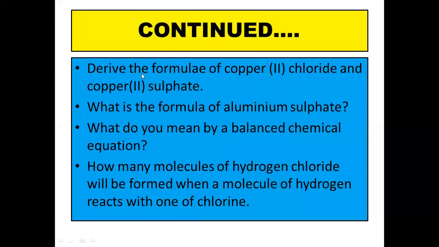After this, derive the formulae for copper(II) chloride and copper(II) sulfate. What is the formula of aluminium sulfate? Name the compounds FeO and Fe2O3. What do you mean by a balanced chemical equation? How many molecules of hydrogen chloride will be formed when a molecule of hydrogen reacts with one of chlorine? All these questions you will be able to solve by just going through this revision video, and we have already done them in the offline class.